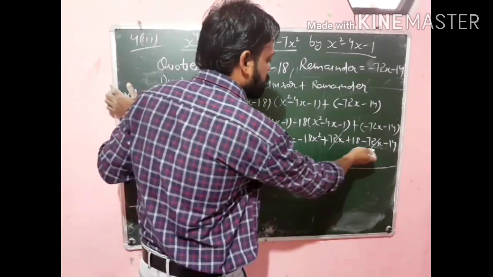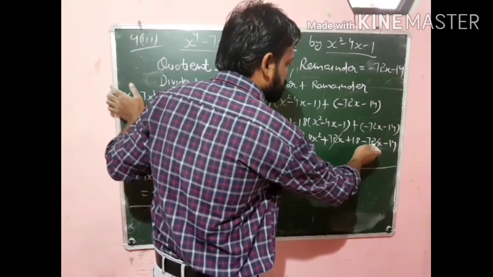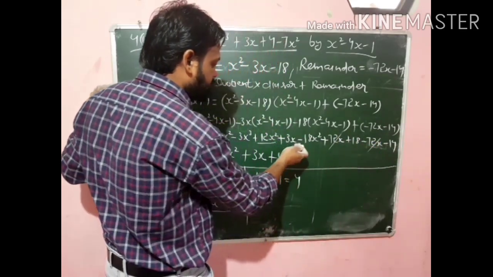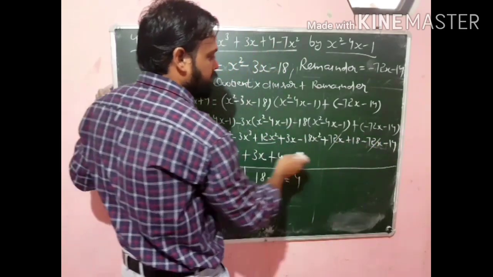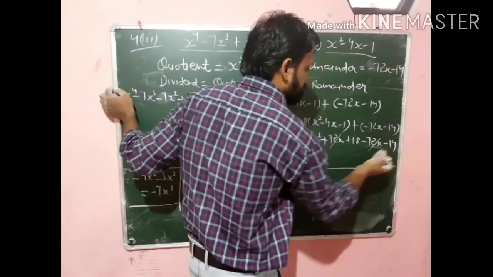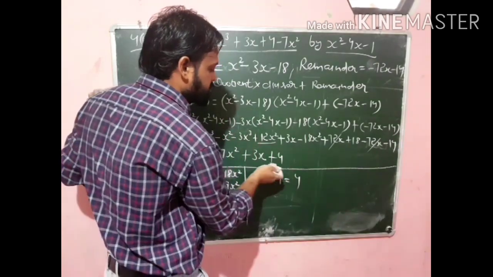And now see the value of variable x. Of course there are 3 terms, but this 72 is of positive sign and this 72 is of negative sign. So both terms are cancelled and we got only 3x. So write down this 3x here, and at the end of the sum there are constant terms, 18 minus 14. 18 minus 14 becomes 4. So of course this is plus 4.